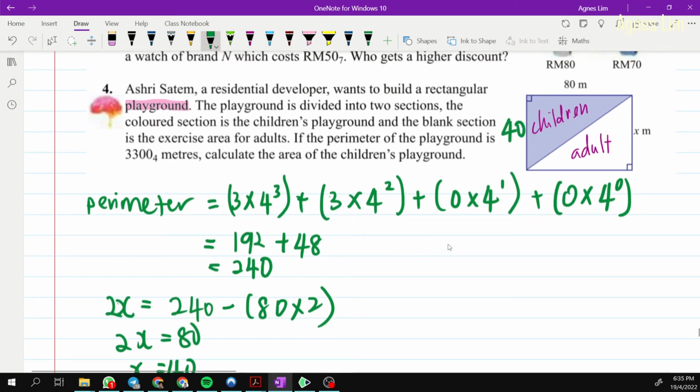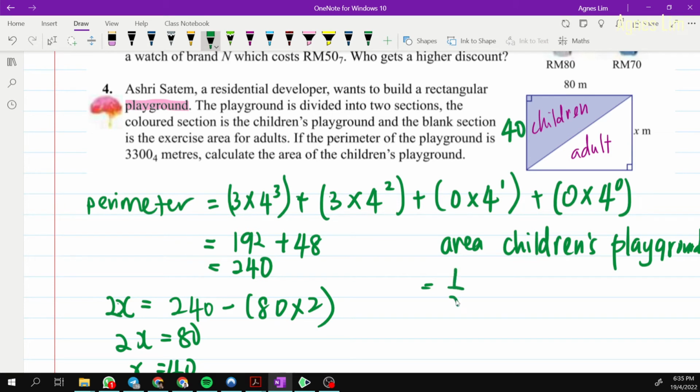So now we can find the area of the children's playground. The shape is triangle. The base is 80. The width is 40. So you will get 1600 centimeter square. So far, okay?